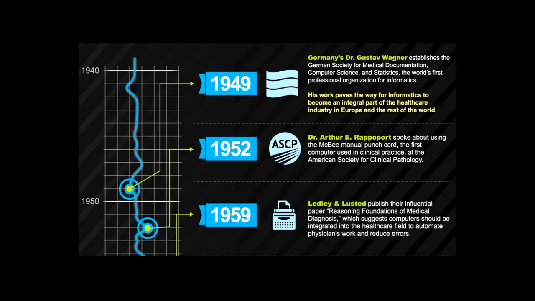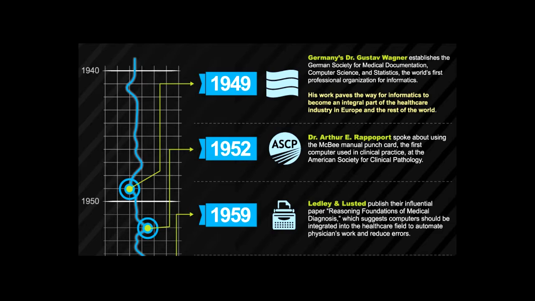So where does healthcare IT begin? We look back to Germany's Dr. Gustav Wagner, who established the German Society for Medical Documentation. So it didn't really originate in the United States. It actually originated in Germany. So this is the first time that we see information statistics being used for informatics for healthcare purposes back in 1949.